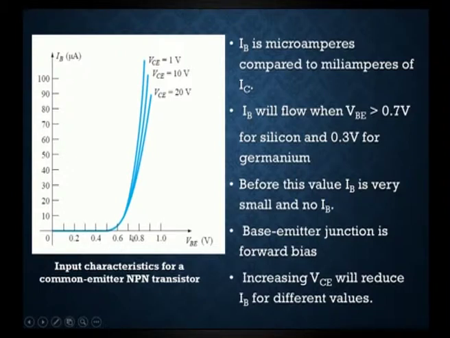And also when increasing the VCE values, that is the output voltage, it will reduce the IB for different values. We can say for 1 volt IB is very high, but when we increase it to 10 volts it becomes lower, and when it is increased again to 20 volts it is lower again. So, the IB value will decrease as we increase the collector to emitter voltage. This is what we studied from the input characteristics of a common emitter NPN transistor.